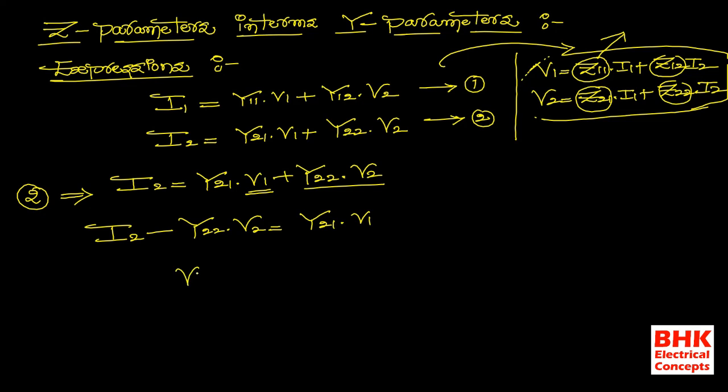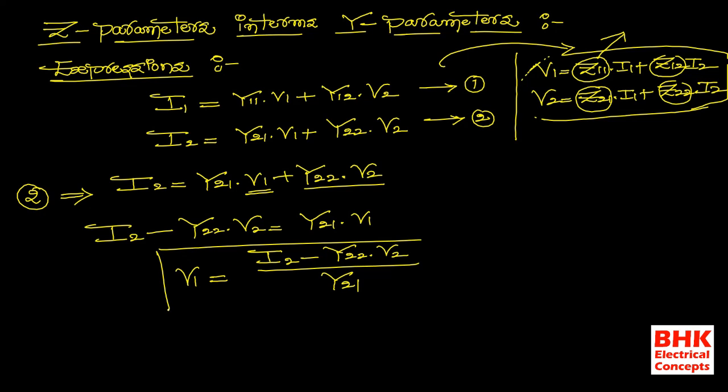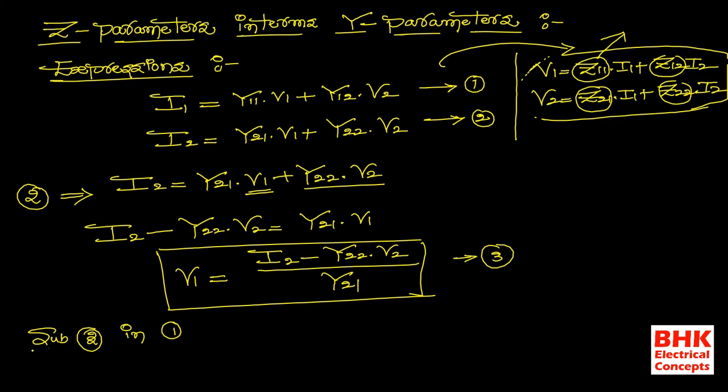Now we require the expression of V1 from this, so we can write V1 is equal to I2 minus Y22 V2 divided by Y21. I assume this is equation number 3. Now substitute equation number 3 in equation number 1.